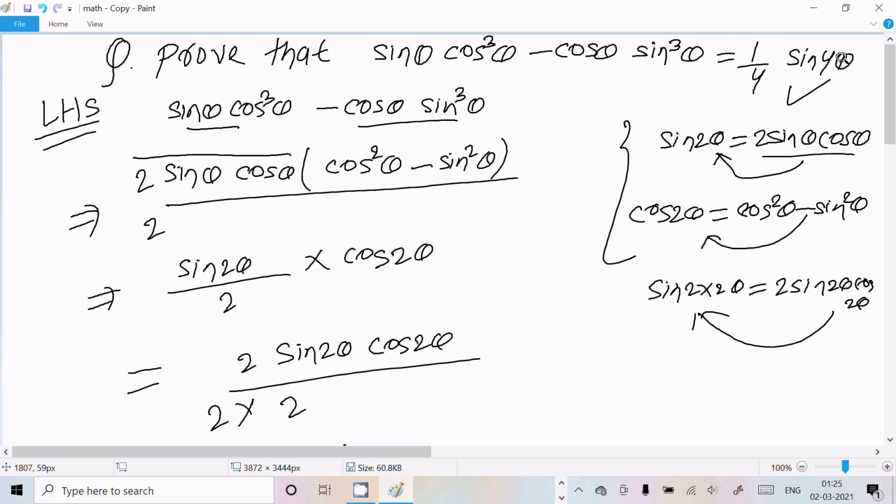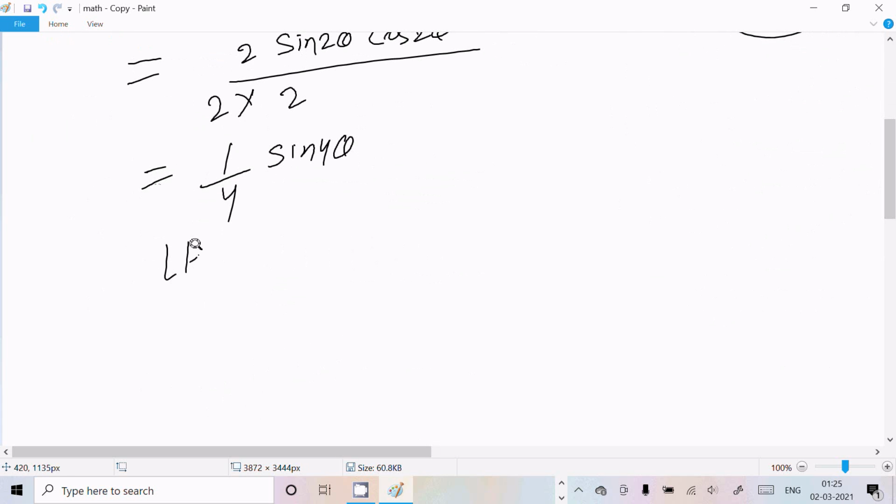So finally I got LHS equal to RHS, proved.